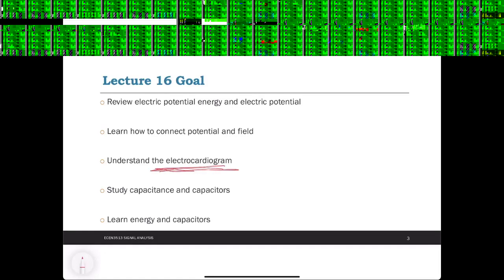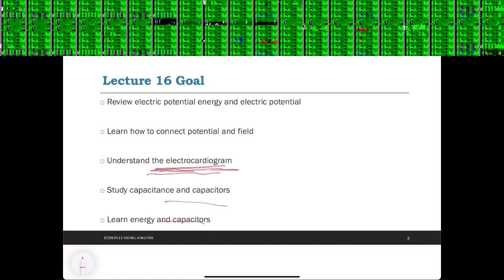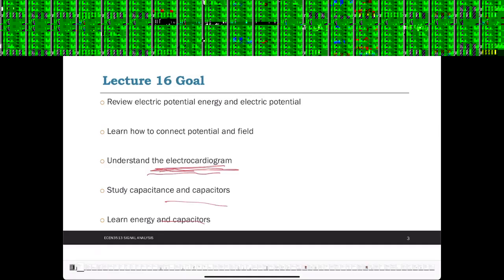Then we will study capacitance and capacitors. Finally, we will learn about energy and capacitors. Those three are the applications we will talk about. Firstly, let's review the electric potential and potential energy.